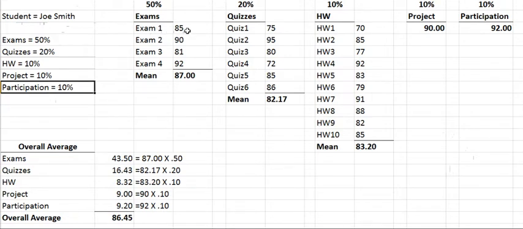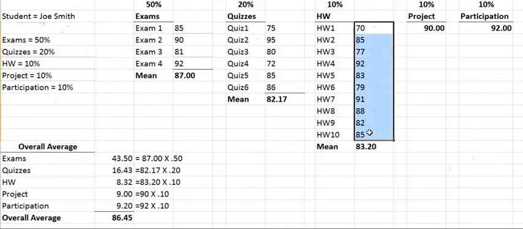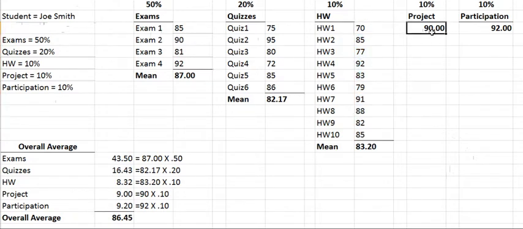So here are his exam grades, 85, 90, 81, 92. Here are his quiz grades, and here are his homework grades, and his grade for his project that he completed, and his class participation grade. Now, across the top, we've just retyped the different weights for each category so I can keep them straight.